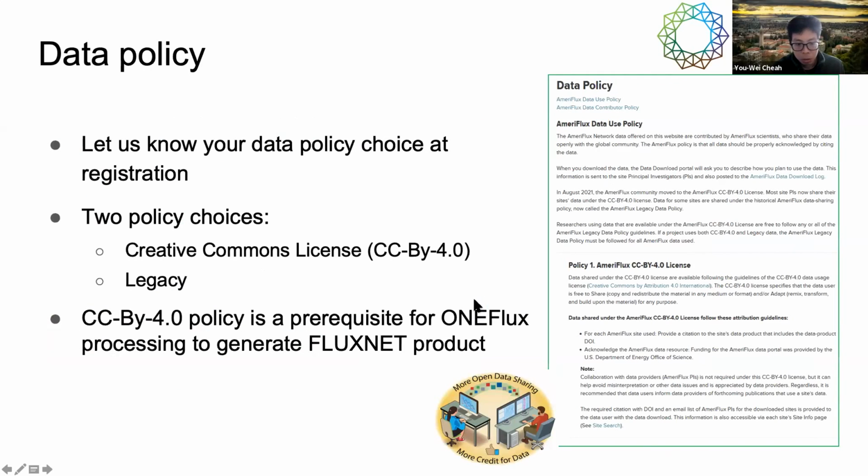So Margaret wanted me to come up with 3 things you all should know and 3 things you should probably do with your sites. The first thing I'll highlight is the data policy. This is typically something people now have to pick when you register a new site. There are 2 policy choices: the newer Creative Commons license, CC BY 4, and the previous AmeriFlux license, which we now call the legacy license. If you are interested in getting your data published and processed using the OneFlux processing pipeline to generate the FluxNet product, the prerequisite right now is that you opt for the CC BY 4 policy. So it is highly recommended, and it also makes your data more accessible. Next slide, please.